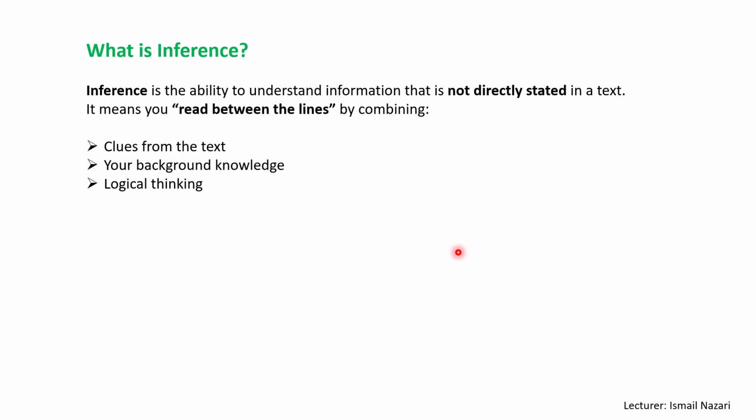So in inference, we need to use all these important points in order to get the indirect meaning stated inside the text: the clues that are stated inside the text, our general background information about the topic, and logical thinking. That logical thinking is simply our logical reasoning, which we need to use and then get the point. So these are very important, and we combine them and make the right guess, which is logical.